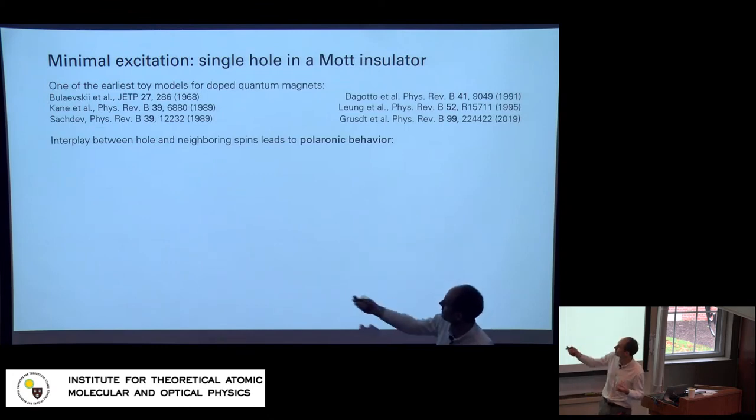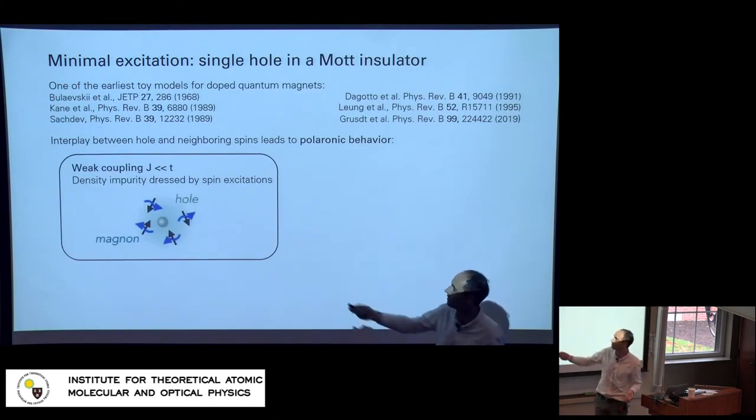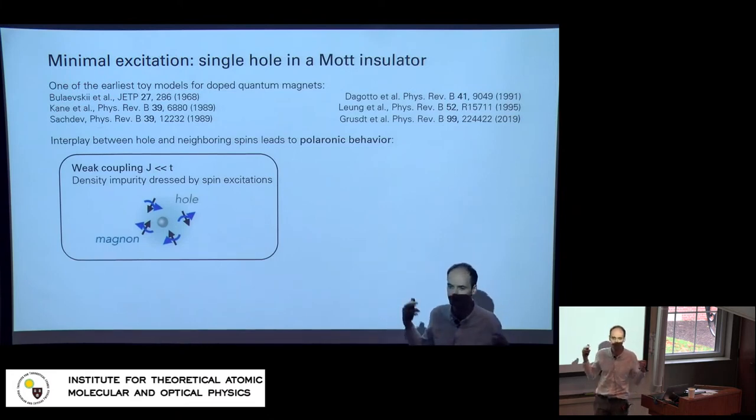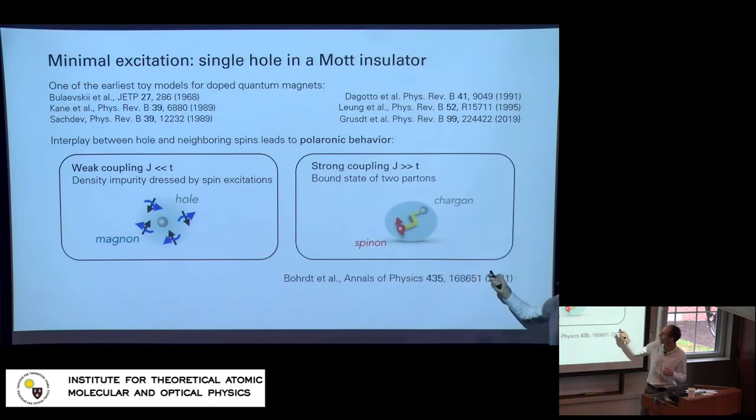A defining feature is that because of the interplay between a single hole and its neighboring spins in an antiferromagnetic phase, you expect some polaronic behavior. And this polaron quasi-particle excitation, you can see in two limits. In the limit of weak coupling, spin exchange energy J being very much smaller than the tunneling t, you can see it as a single hole impurity being dressed and scattering with spin excitations in an antiferromagnet, which are, for example, magnons. In the strong coupling regime, you can have an alternative picture where essentially the hole is bound to a spin excitation into a composite quasi-particle.